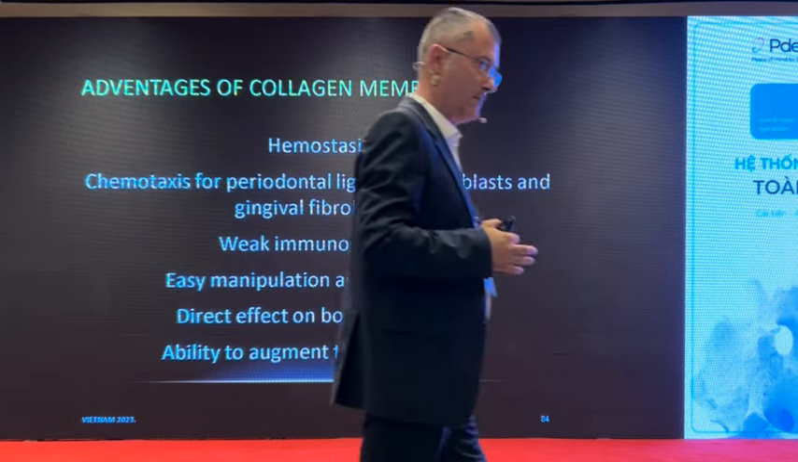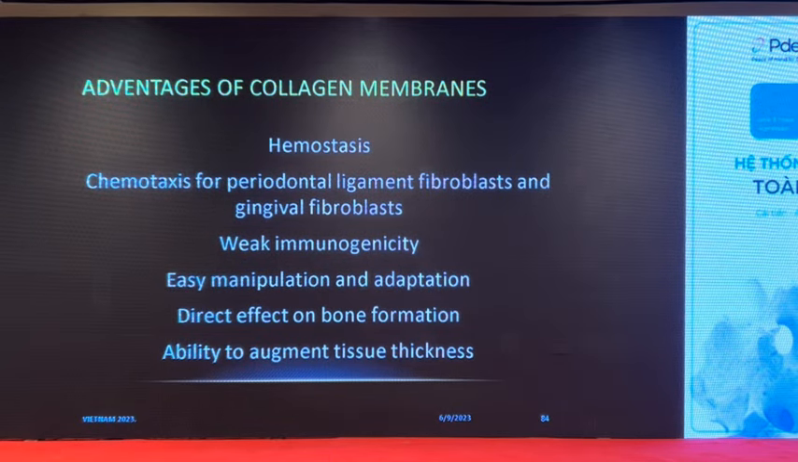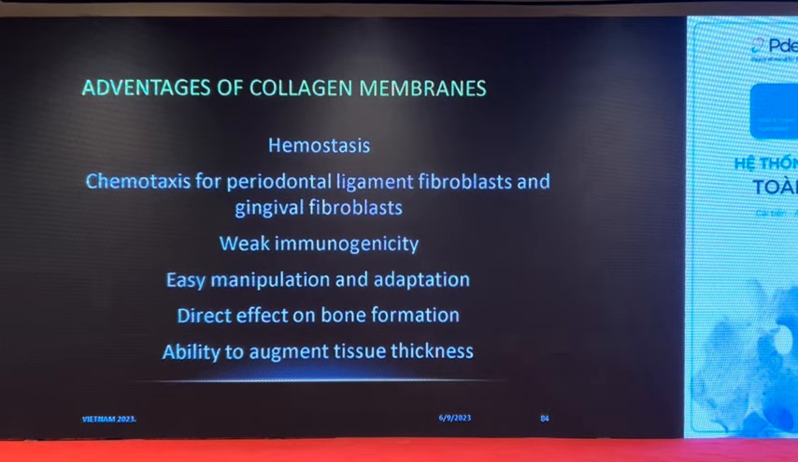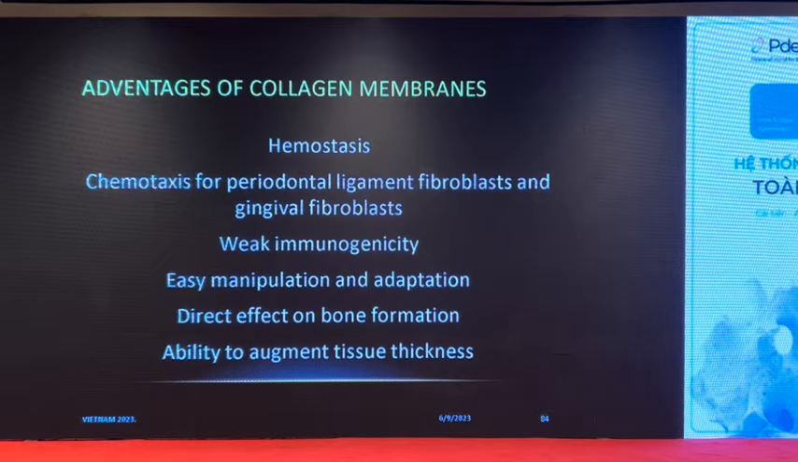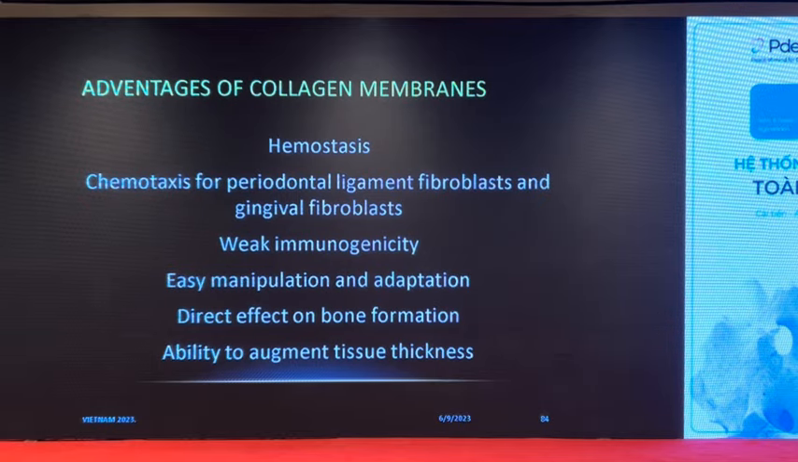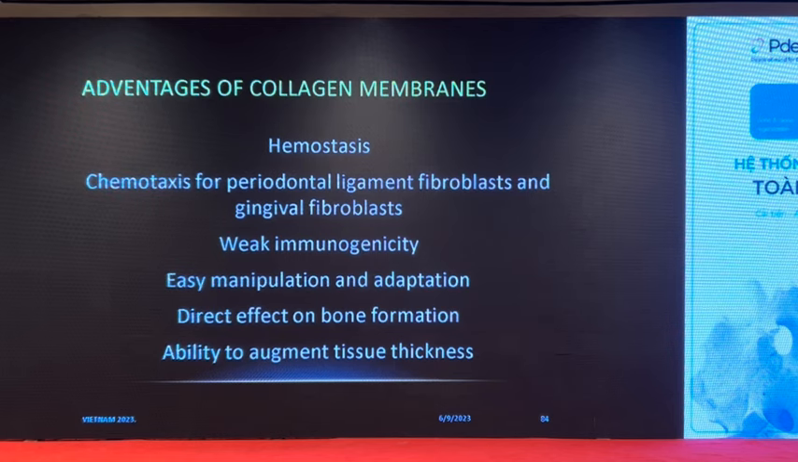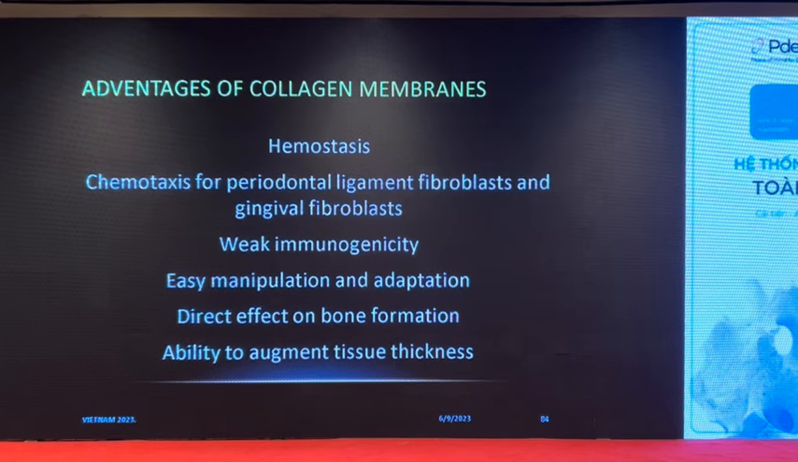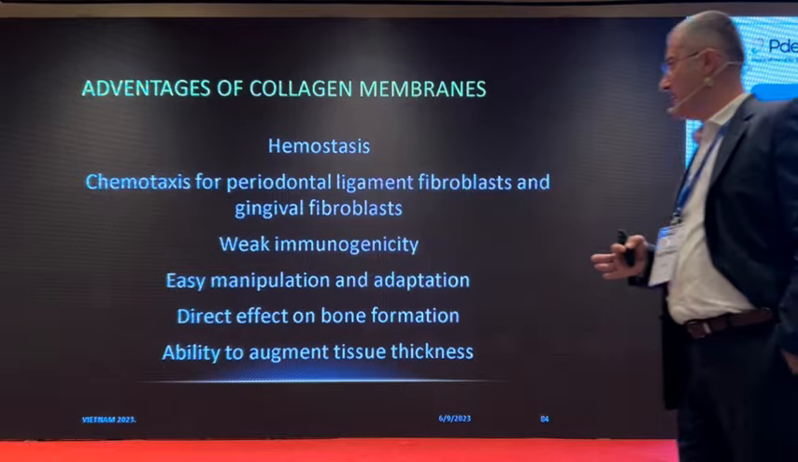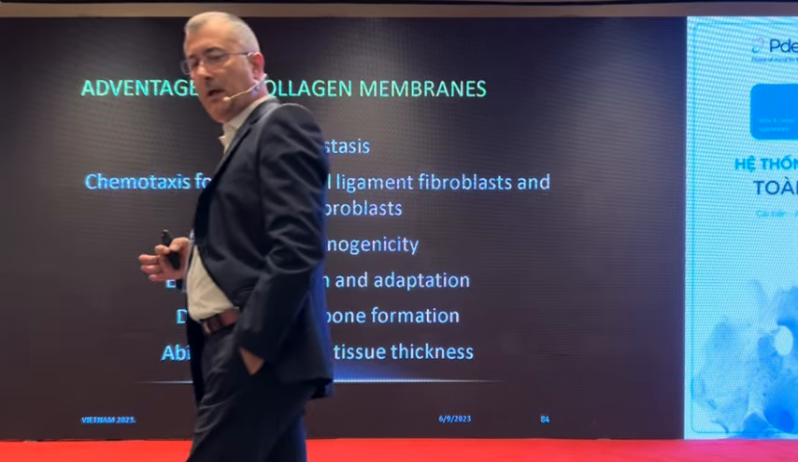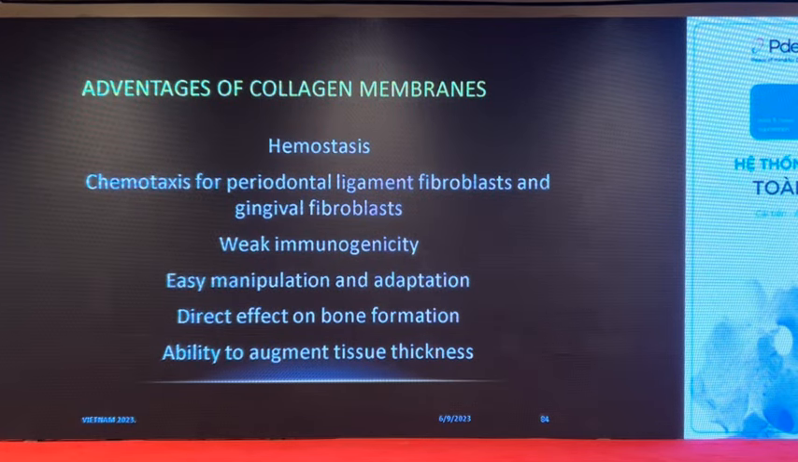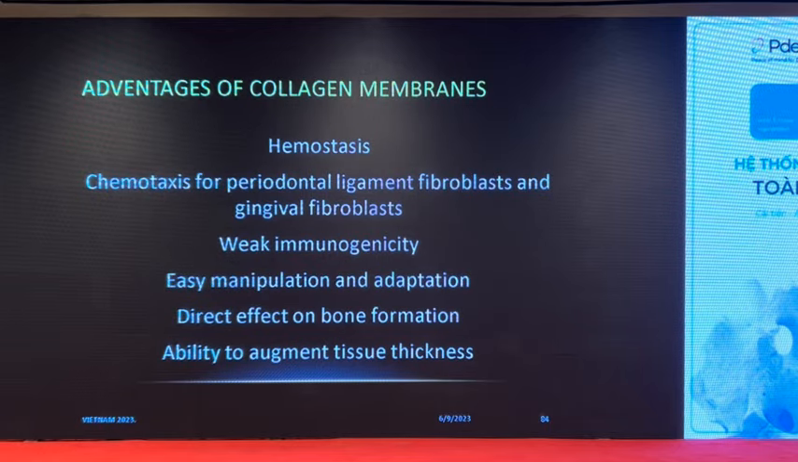What are additional advantages of collagen membranes? In the first place, they are hemostatic. They have a hemostatic influence on our tissue. Chemotaxis for periodontal ligament fibroblasts and gingival fibroblasts. They have weak immunogenicity, easy manipulation and adaptation, a direct effect on bone formation, and the ability to augment soft tissue thickness.